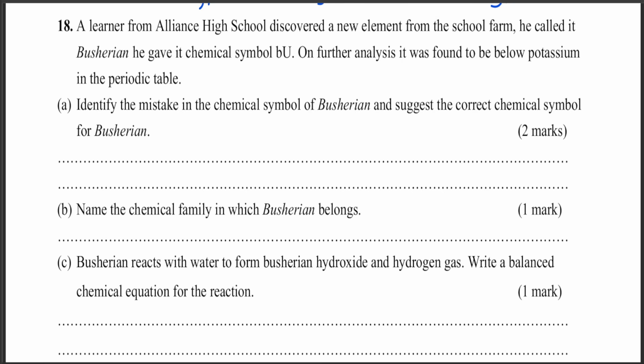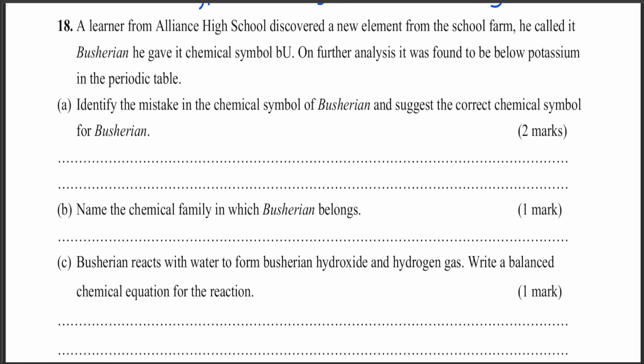So the question asks you that Alana from Alliance High School discovered a new element from the school farm. He called it Busherian. He gave it chemical symbol Bu. On further analysis, it was found to be below potassium in the periodic table. Option A: identify the mistake in the chemical symbol of Busherian and suggest the correct chemical symbol for Busherian.